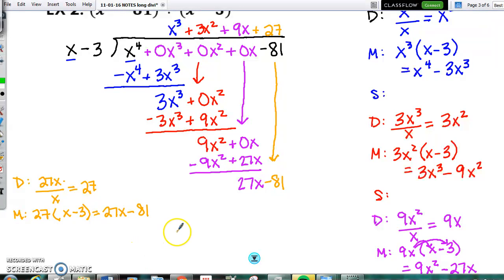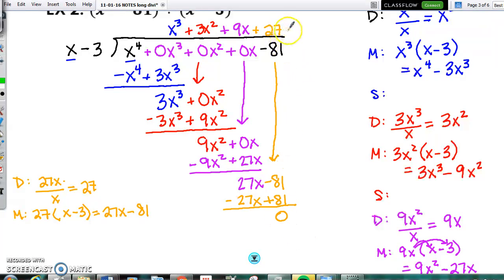Alright, so now we're going to subtract 27x minus 27x. Make it a minus sign. Minus a negative 81 is a plus 81. And now we can add straight down, so gone. Hey, that's also gone, so it's 0.